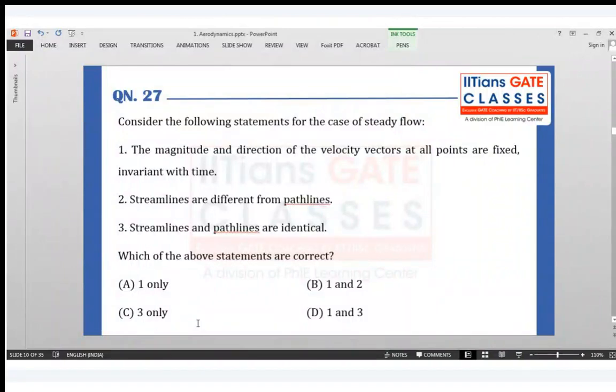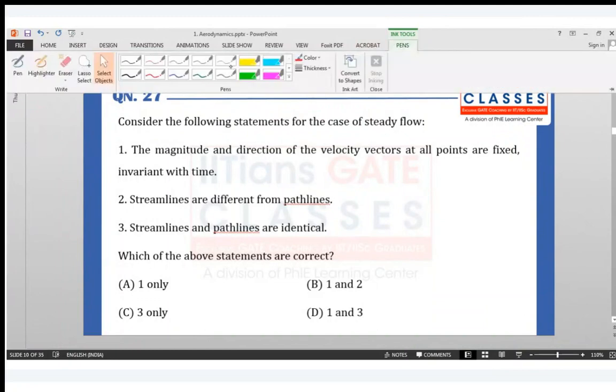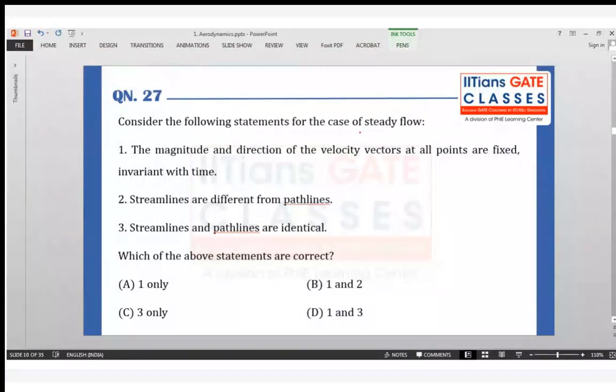Okay, this is pure fluid dynamics. So we have a steady state flow, and they're asking which of the above statements are correct. Let us see how many statements are correct, and then we will accordingly pick the option. They say the magnitude and direction of the velocity vector at all points are fixed, invariant of time. So that is true. For the steady flow, the magnitude and direction of the velocity vector does not change.